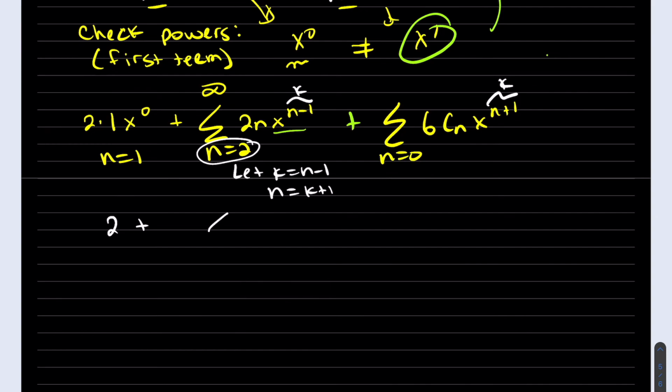So this is my index at n equals 2. If I plug in 2 here, k equals 1. So again, I'm just plugging in 2 here, minus 1. 2 minus 1 is 1. K equals 1 to start. And then this n is k plus 1. And we already know that's x to the k. That's why we chose that.